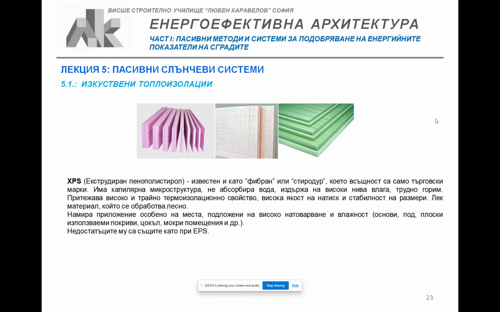The second one is extruded panopolystyrol. It has different trademarks such as Fibran or Styrodur, but it is one and the same product, extruded panopolystyrol.